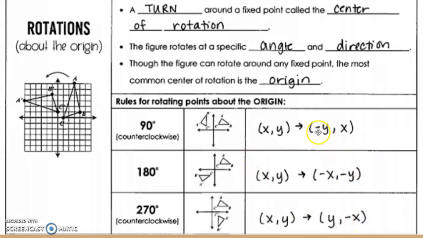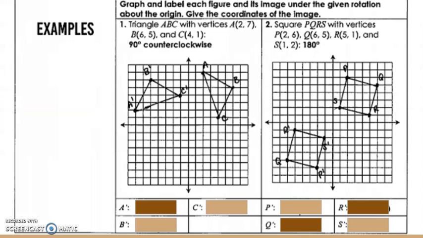Now, when it says negative x or negative y, that means the opposite. So if it's already negative, our opposite would be turning it into a positive. If we look at a few examples, our first example, we were given a triangle, and they told us that we want to rotate it 90 degrees counterclockwise.